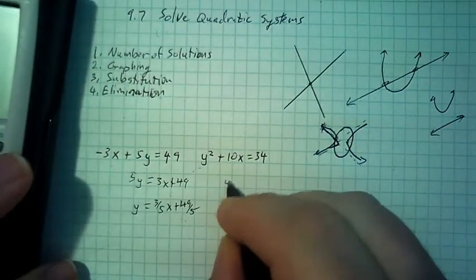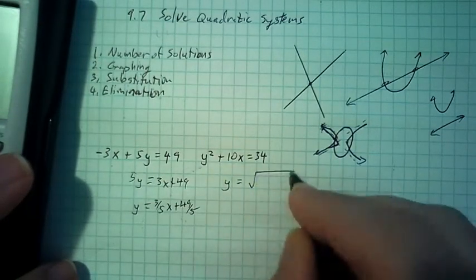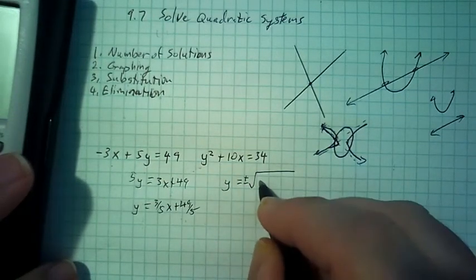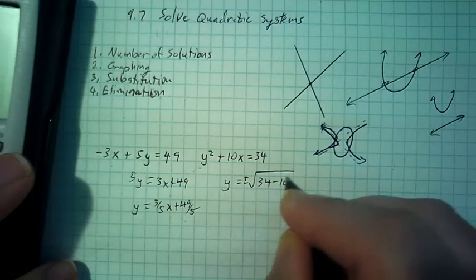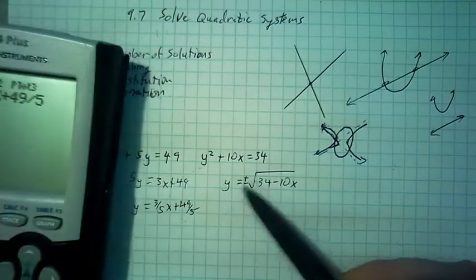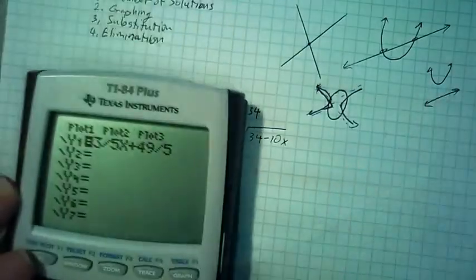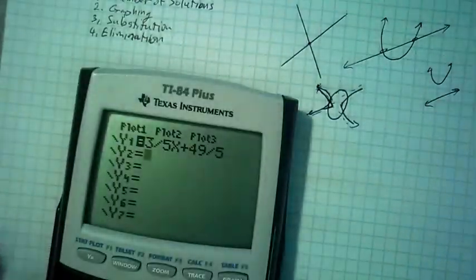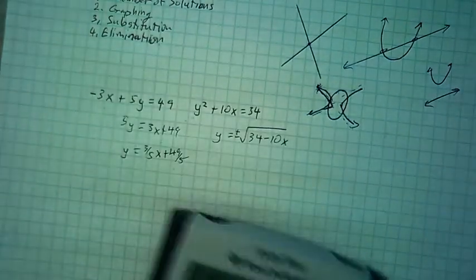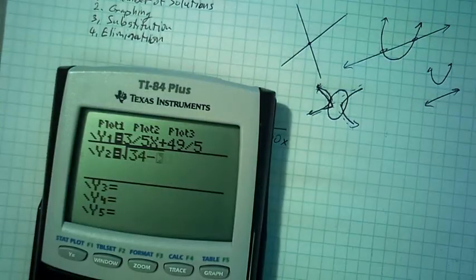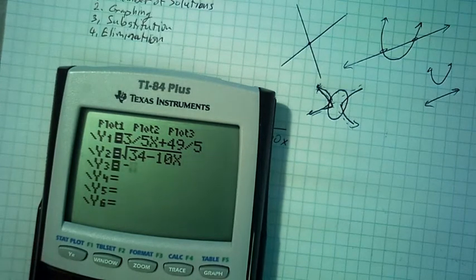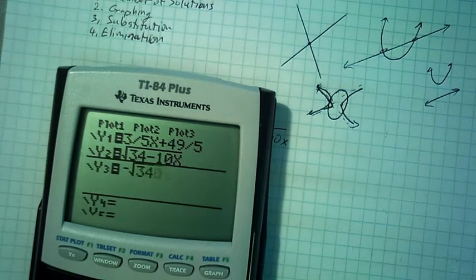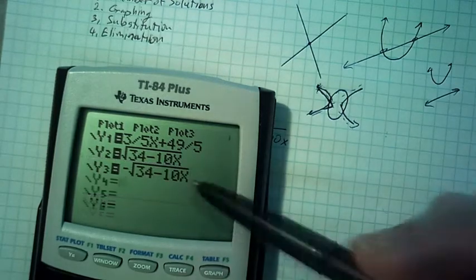The second graph, I just have to take the square root. And don't forget, when you do that, it's plus or minus. Oh, I have to subtract 10 first, I guess. 34 minus 10x. So when you have a plus or minus and you need to graph, you actually have to graph it as 2 rows. You have to graph the positive square root of 34 minus 10x. And you have to graph the negative square root of 34 minus 10x in order to get the full shape.